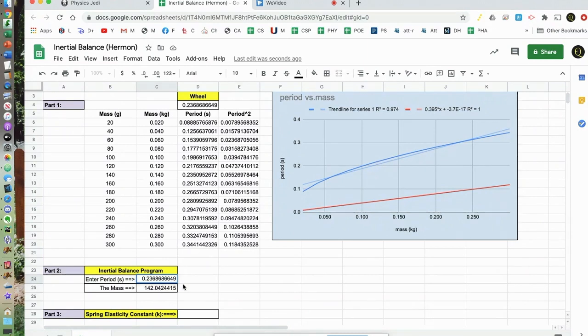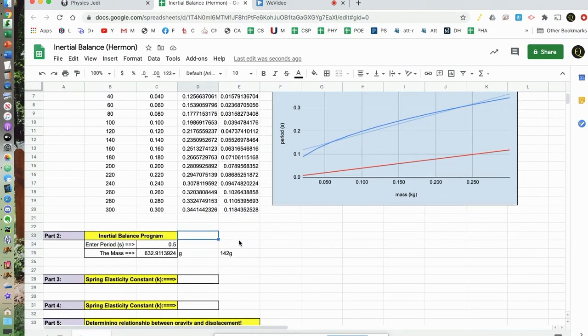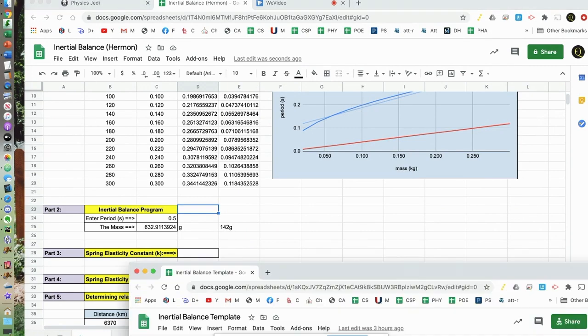Now that actually is really good, because I did put the wheel on the scale and it was 142 grams. So that works out very, very nicely. So there's our little program. I could put any kind of thing in there. What if I had a period of half a second? If the inertial balance has a period of half a second, the mass is actually 632 grams. So there's a little computer program I use for the equation that's going to tell me, if I put a period in, it's going to automatically calculate the grams for me. That's excellent. All right, let's look at number 3.